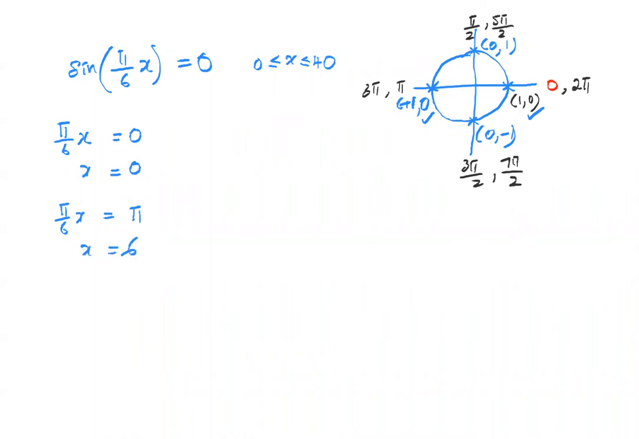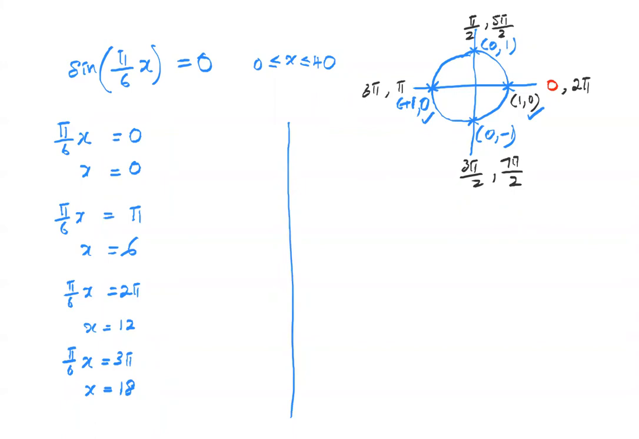So my x can go until 40, correct? So pi by 6x equal to 2 pi, so my x equal to 12. Pi by 6x is equal to 3 pi, so my x equal to 18. Can it go some more? Can. 18 only? So now you go third round.